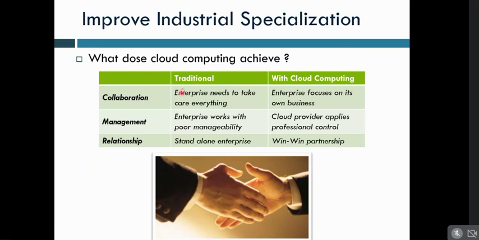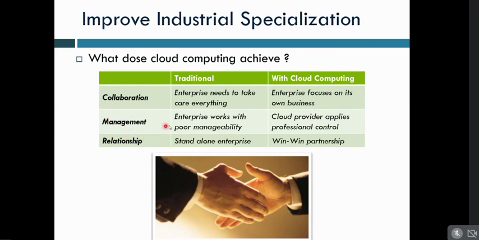Let's see some key factors like collaboration, management, relationship. If we talk about collaboration, then in traditional computing the enterprise needs to take care of everything. Everything is managed and taken care of by the enterprise itself. If you are working with cloud computing, then the enterprise focuses on its own business. So collaboration of your business is increased with cloud computing.